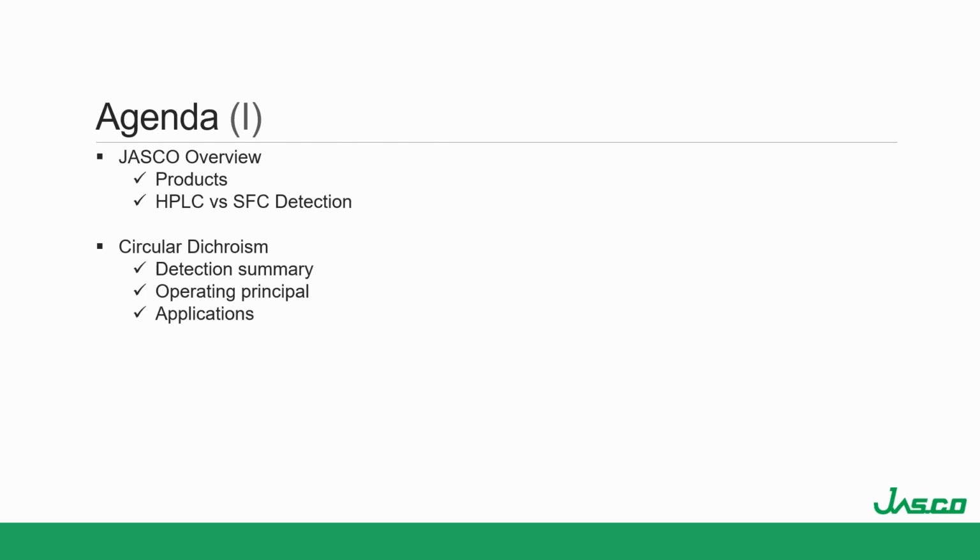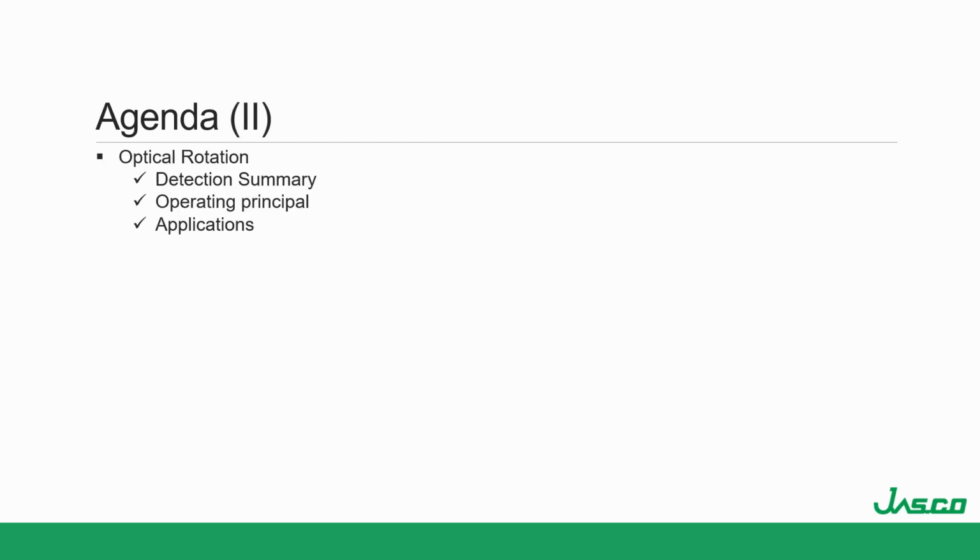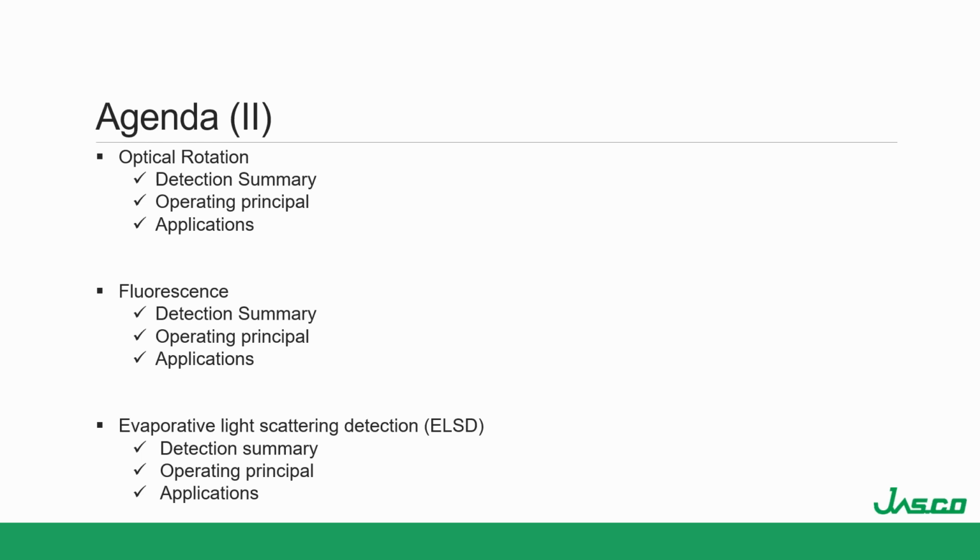And then we're going to sort of follow the same scheme for each detector. I'll introduce the detector with the detection summary. We'll take a look at the operating principles, and then we'll follow up with some applications. So the first detector is circular dichroism. The second detector that we'll look at is refractive index. Next up, optical rotation, fluorescence detection, and then finally, evaporative light scattering detection.